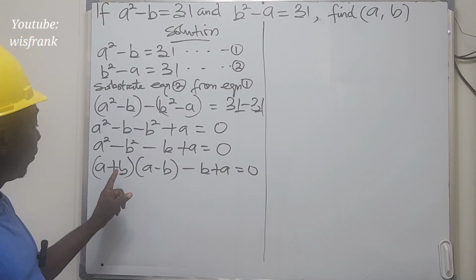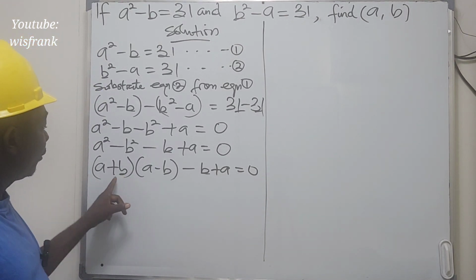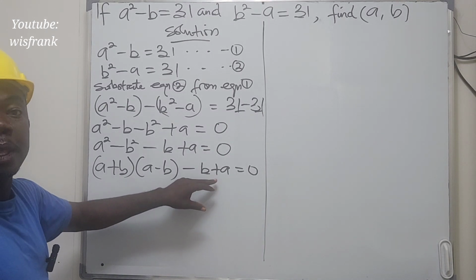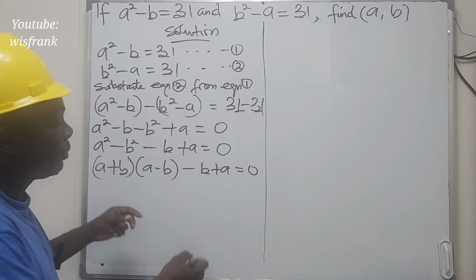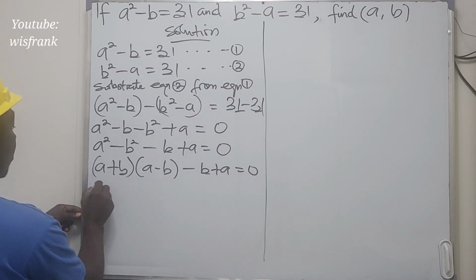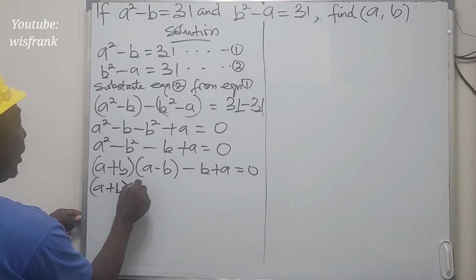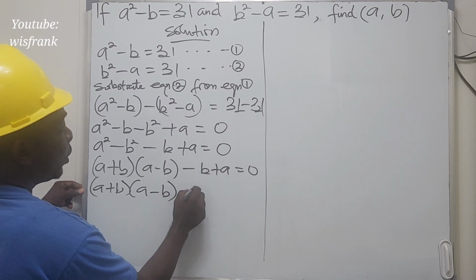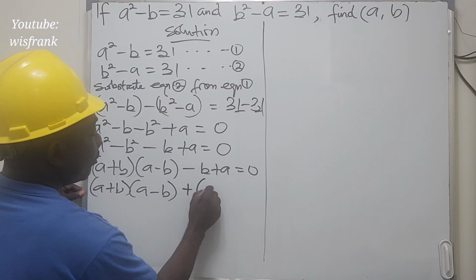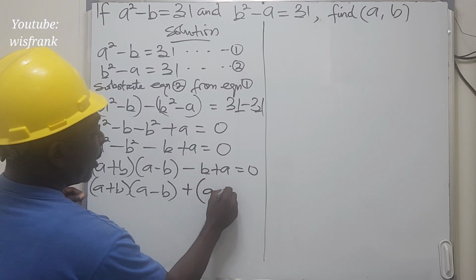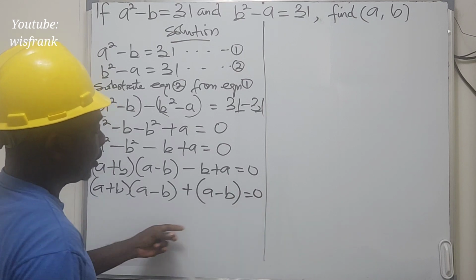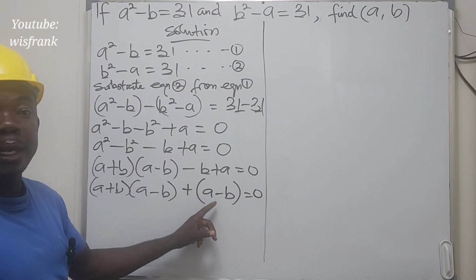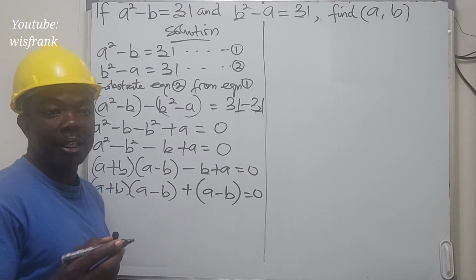So from here, we can see that here we have a plus b and we also have here b plus a. It's the same thing. We can rearrange. So this will become a plus b into a minus b. So we have here, we take the first one, which is plus, we have a, then this one is minus b. So this is all equals to 0. We can see that we have a minus b here and a minus b here. So they are common, we can factor it out.